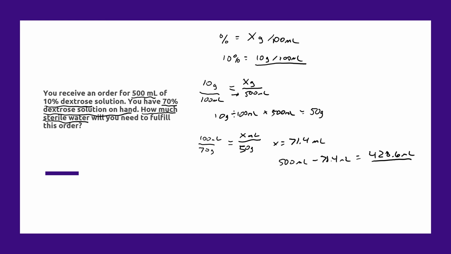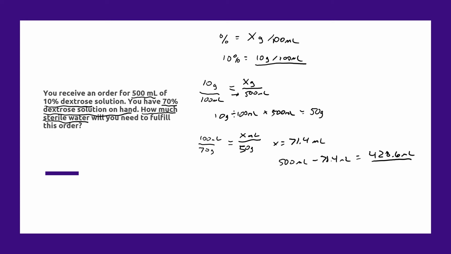Now that's kind of long and complicated, so don't get too concerned if you didn't really follow it, but I just wanted to show the breakdown so that you understood exactly how to get there through converting. Now this is actually a lot easier to solve via alligation. And you can use alligation anytime you're given an order to compound a solution in a percentage strength, given two different percentage strengths of solution on hand.